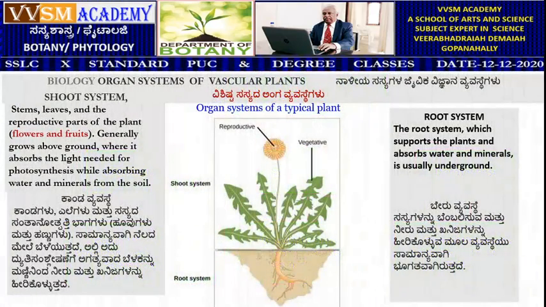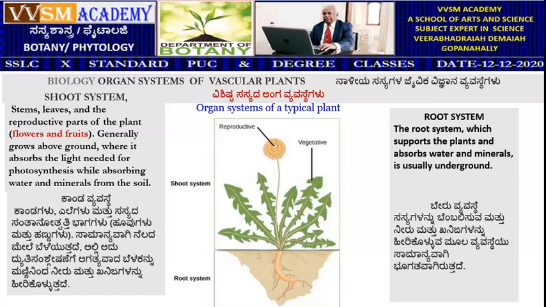Shoot system. Biology organizes so many things like this. Organ systems of vascular plants. Vascular plants, very important. Organ systems of a typical vascular plant. Shoot system: stems, leaves and the reproductive parts of the plant. What are the reproductive parts of the plant? Flowers and fruits are the reproductive organs of the plant. The shoot system generally grows above the ground, where it absorbs the light needed for photosynthesis, while the roots absorb water and minerals from the soil.